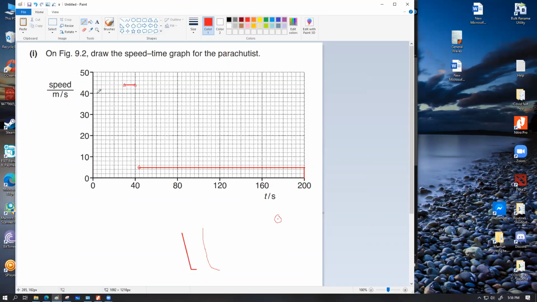But that's not going to happen because his terminal velocity is 44 meters per second. So he cannot have this much length. What I'm trying to show you is, let me just draw. It would make sense to you.